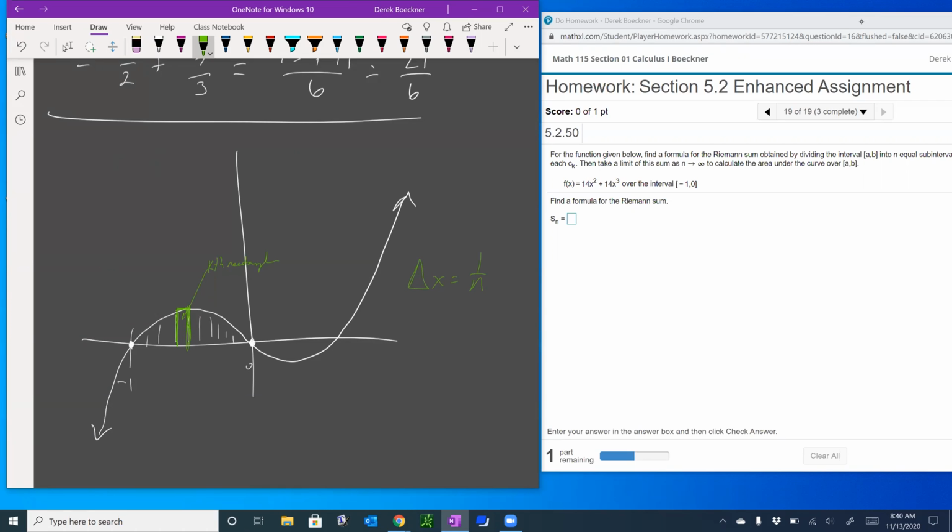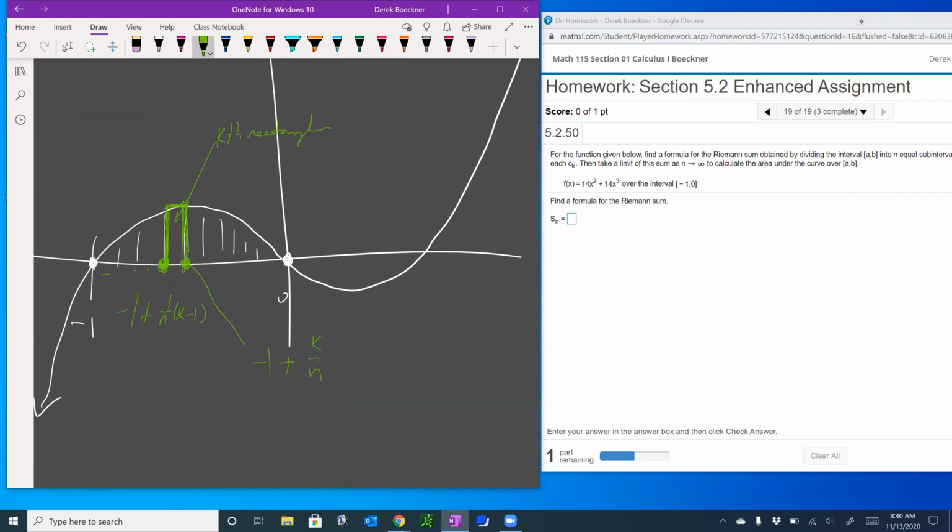Okay. So this side, that's going to be at -1 plus 1 over n times k minus 1, because I will have gone through k minus 1 rectangles to get there. This side will be at -1 plus just k over n, because I will have gone through all k rectangles to get to that side. Does that make sense?